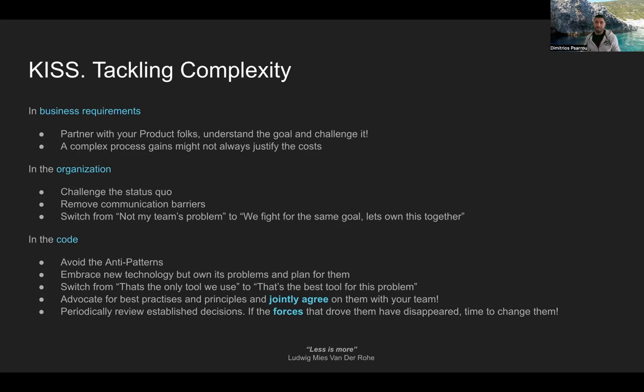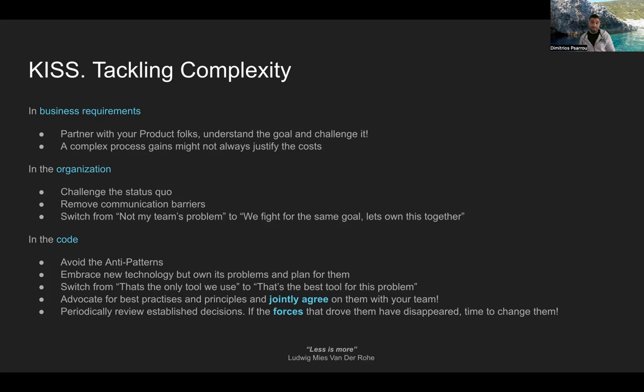For complexity that comes from the organization, it's usually difficult to avoid, but it's not impossible. So challenge the status quo, remove the communication barriers. Because you're doing things in one way today doesn't mean that this is the best way to do things. Change your mentality from this is another team's problem into what can I do to help my team and that team achieve the goal that we both have to achieve. Work together and assume more ownership.